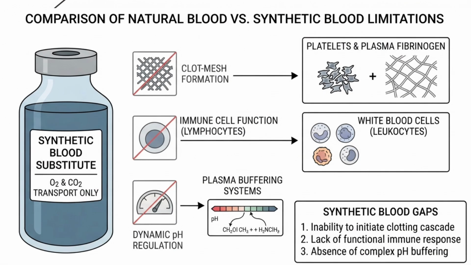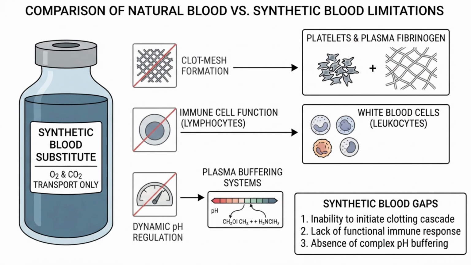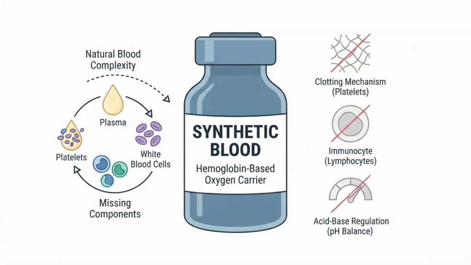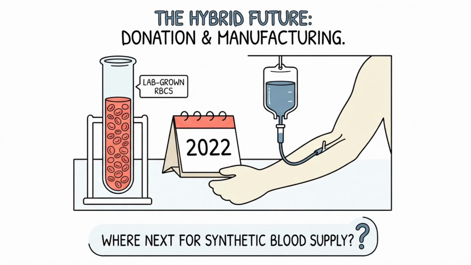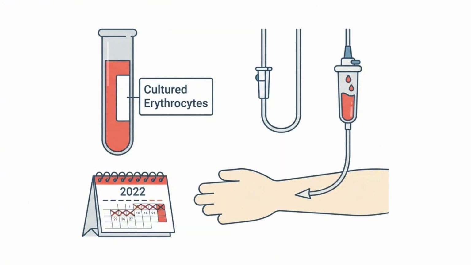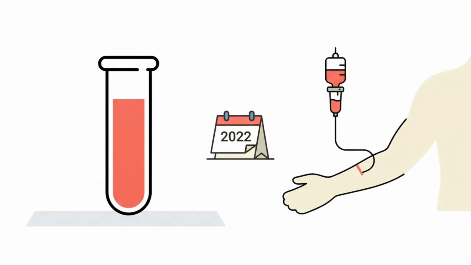In 2022, researchers in the United Kingdom successfully transfused lab-grown red blood cells, cultured from donor stem cells rather than assembled synthetically, into human volunteers for the first time. A step that sits somewhere between traditional donation and true synthetic manufacturing, and hints at where the next generation of blood substitutes may come from.